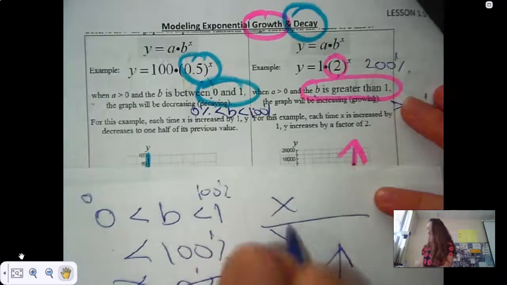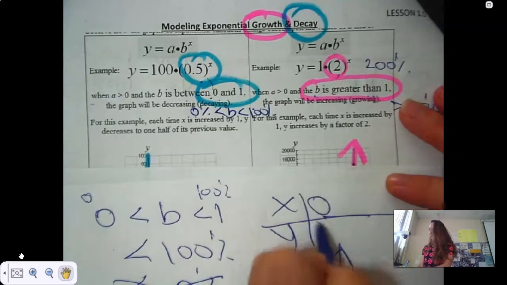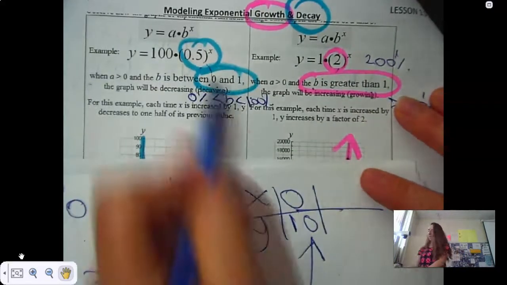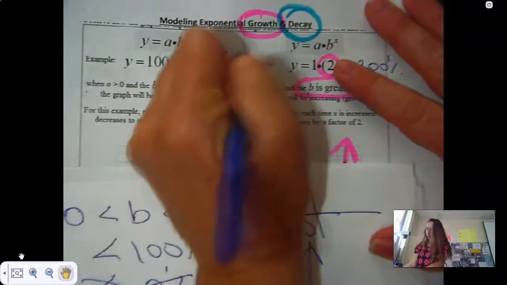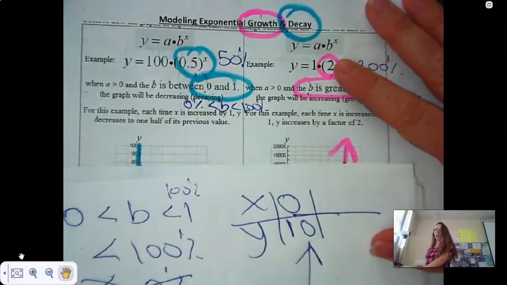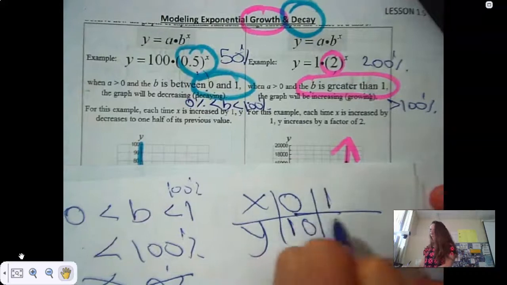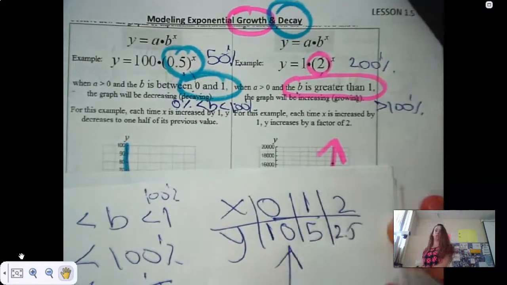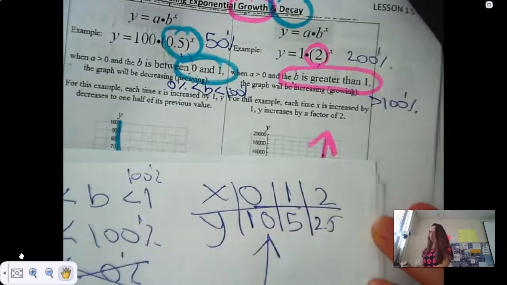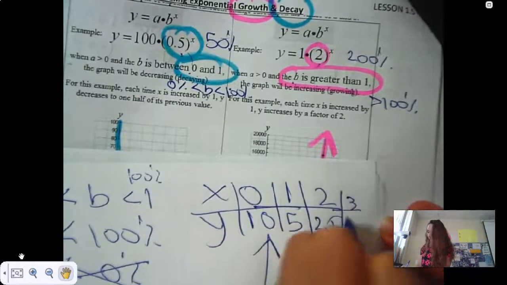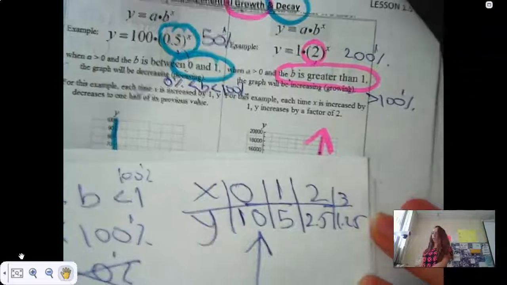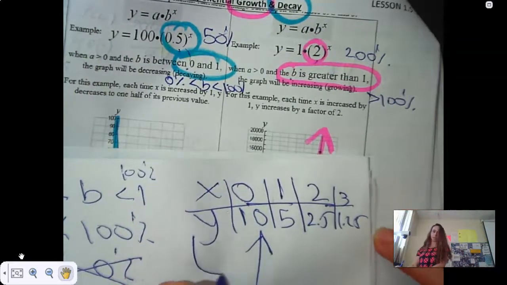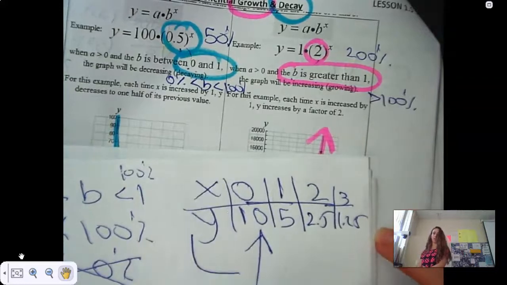So let's say here's me. Let's say I'm 10 feet tall. Now, if I am going to decay at a rate of 50% or 0.5, that means now I'm going to be 5 feet tall. Now I'm going to be 2.5 feet tall because that's half. I'm out of space here. Now it's 1.25. Well, look at this. In the beginning, it went down really fast, but now it's starting to level, and that's decay.